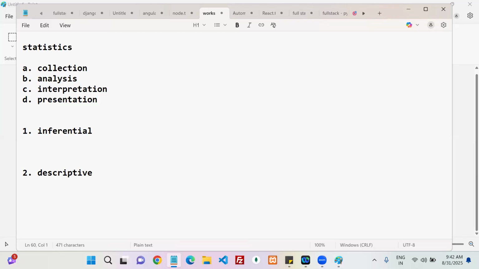In an assembly constituency there are 2 lakh voters. Will they go and ask each and every voter, hey, which party did you vote for? Is it possible? Tell me first. No, right? Collecting the entire data is impossible. So what are they going to do?